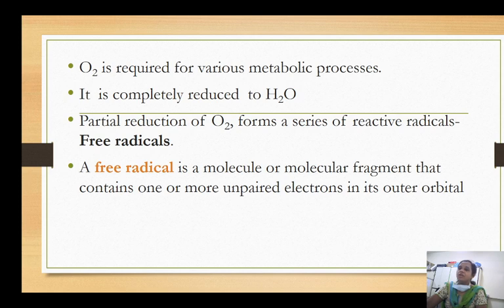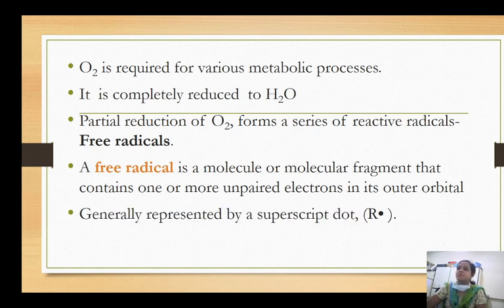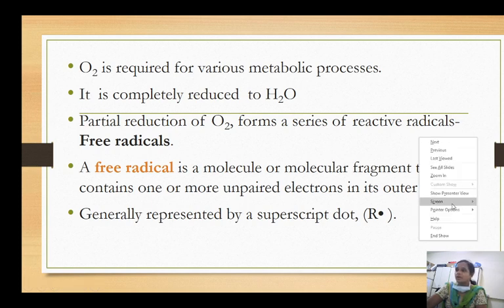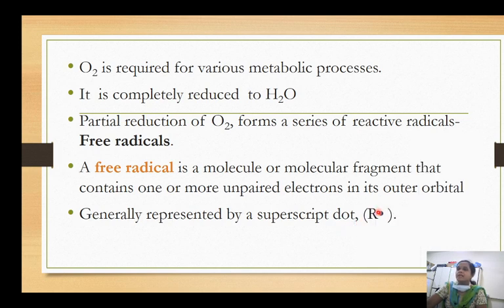A free radical is a molecule or a molecular fragment that contains one or more unpaired electrons in its outer orbit. Normally, oxygen is a neutral one that has electrons revolving around the outer orbit. Now, along with its electrons, if it has another unpaired electron, one or more unpaired electrons, then you call it a free radical. So free radicals are usually charged molecules, and generally they are represented by a superscript R dot. So this R dot indicates that it has got an extra electron. So that is the free radical.